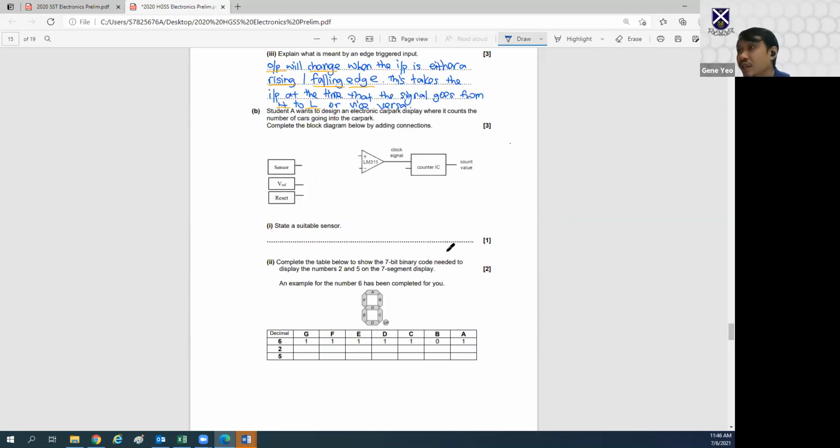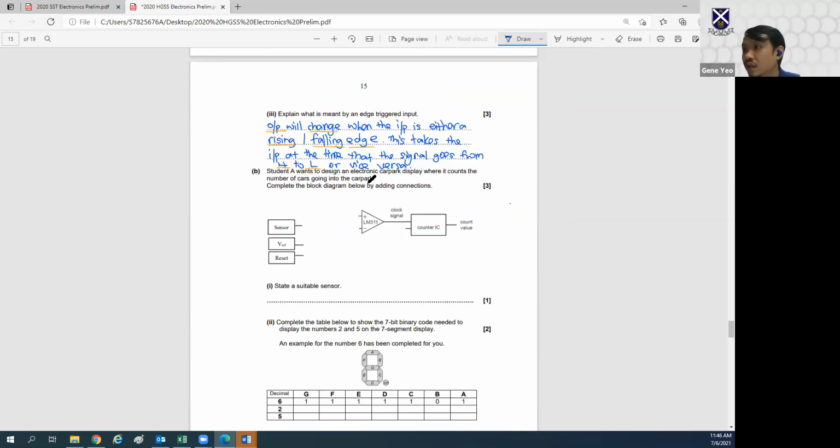Okay, so next, a student wants to design a car counter that counts the number of cars. Complete the block diagram by adding connections. Okay, so first of all, you have to know that this is an LM301 voltage comparator. So it compares voltages.